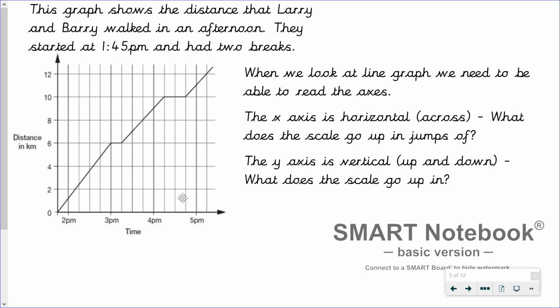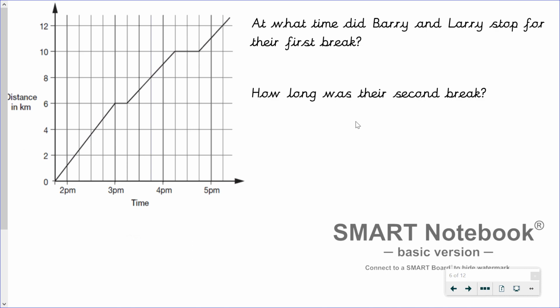We've got our time at the bottom, so 2 p.m., 3 p.m., 4 p.m., 5 p.m. So time intervals, and there's lines between which are obviously different amounts of time. If they start at 1:45, they start here, you can probably tell what each little rectangle is worth. It's a little jump. And then distance in kilometers goes up in intervals of 2. Okay, so the x-axis goes up in intervals of 1 hour, and the y-axis goes up in intervals of 2 kilometers. So we've read the axes, the line is there, so now we can start thinking about the different parts and answering questions about it.